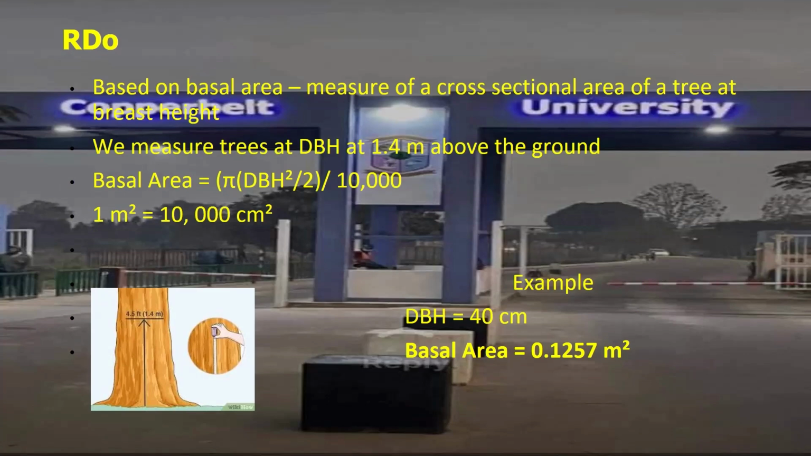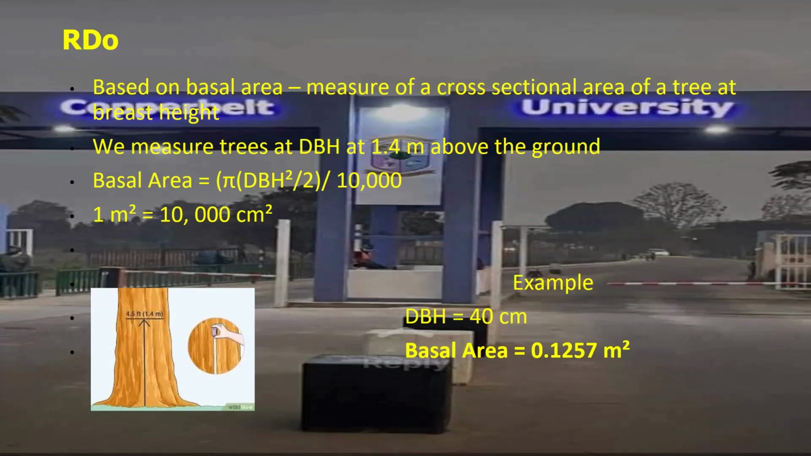square meters. As you do your calculations, always remember the order of operations from your mathematics: brackets, division, multiplication, addition, and subtraction. So division starts first. You divide DBH by 2, then you square it, then you multiply by pi, and then you divide the answer by 10,000. You should be able to come up with a basal area of 0.1257. That's how you come up with the basal area.